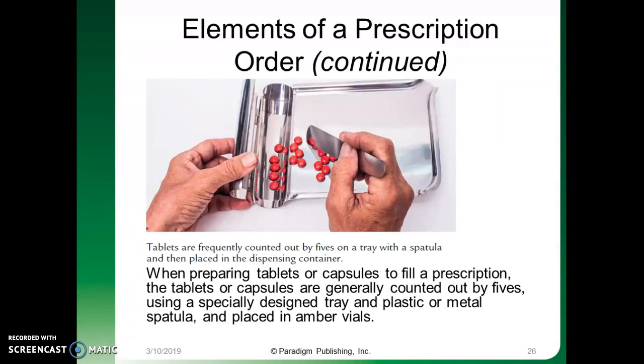When preparing tablets or capsules to fill a prescription, the tablets or capsules are generally counted by fives using a special designed tray and a plastic or metal spatula, and then placed into an amber vial. Okay, so this is the counting tray, and this is a spatula that he has in his hand, and he's counting the medication by fives. Here you'll put the medication into this section of the counting tray. The upper right hand section is for any medication that's left over, which you will dump back into the original bottle, and whatever is left in here, you will dump into your amber bottle that you're going to be dispensing out.